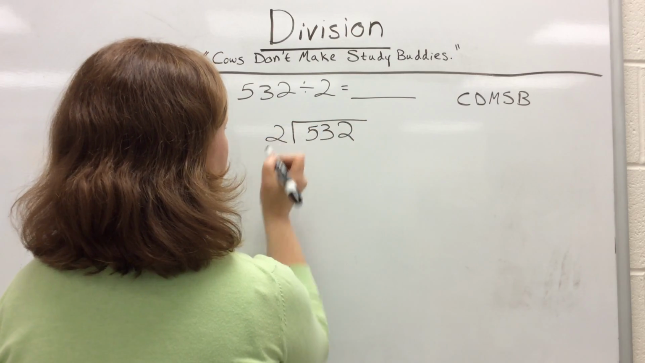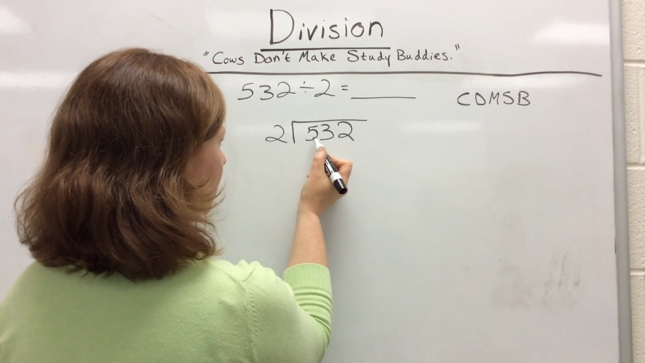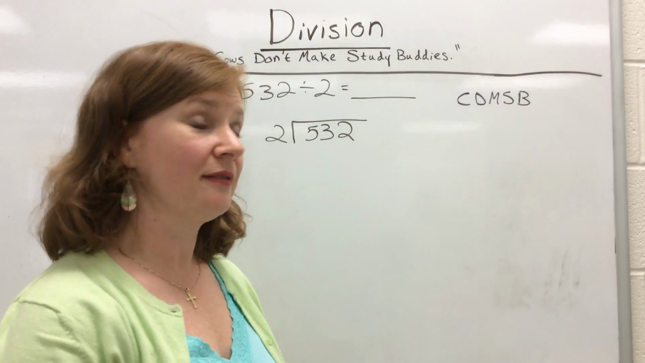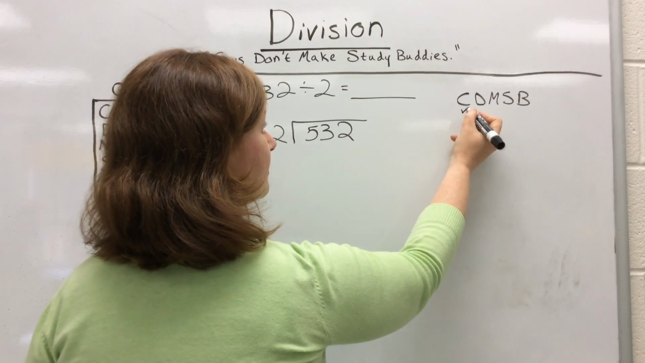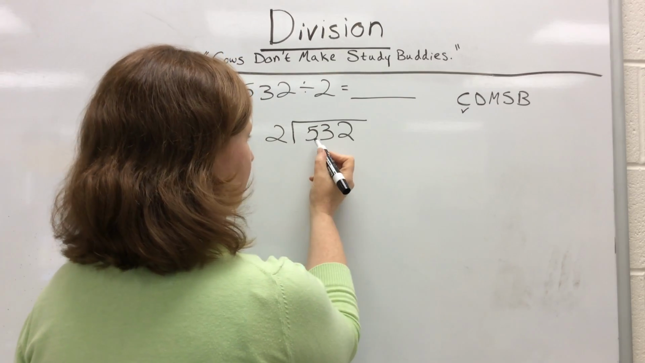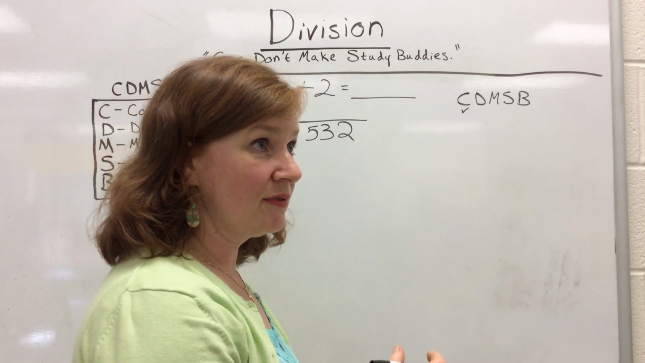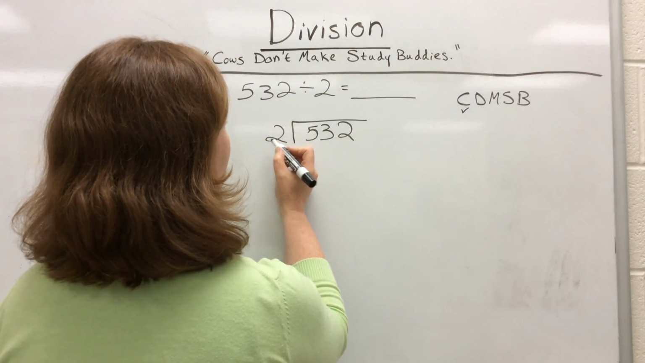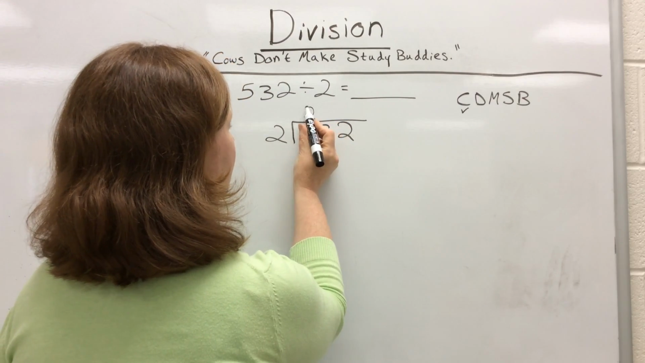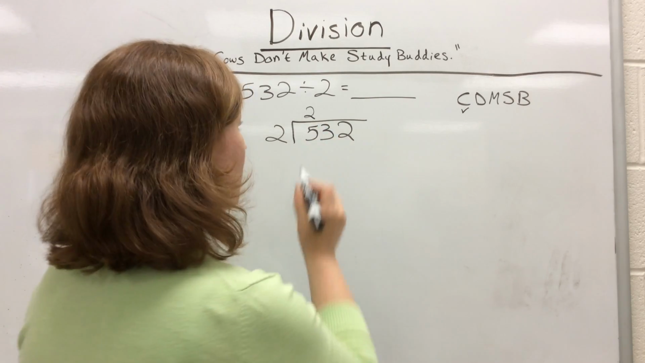532 divided by 2. My first step is compare. I'm going to decide if 2 fits into 5. Or if I have 5 parking spots, can I fit 2 cars in there? I can, so my answer is yes. Next step is to divide. How many times can I fit 2 into 5? Well, 2 times 2 is 4. I'm getting close to 5 without going over, so I can fit 2 into 5 2 times without going over. I'll put that 2 into my quotient above the digit I just used, above my 5.